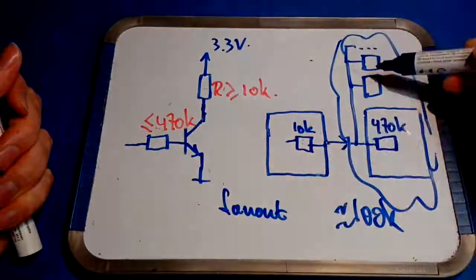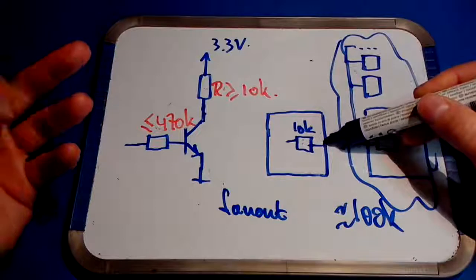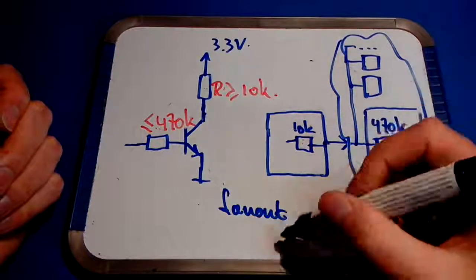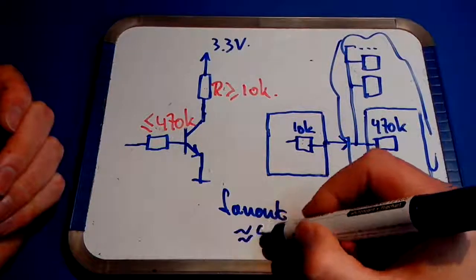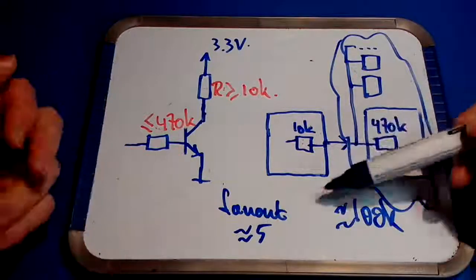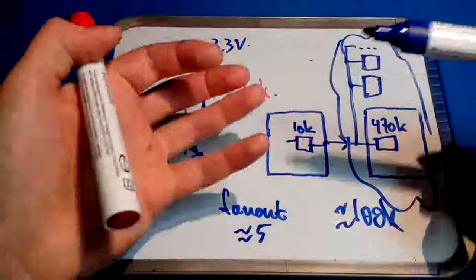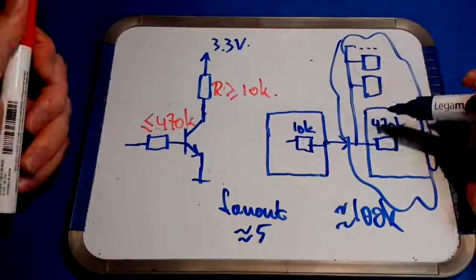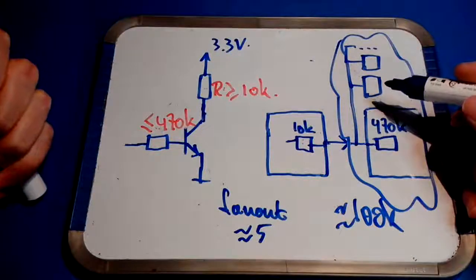Fan out is the number of inputs that can be connected to one output. And in this case it's approximately 5. So if you use no more than 5 inputs connected to one output, you have a factor of 10 between input and output impedance, and that's nice. It's not an exact science.